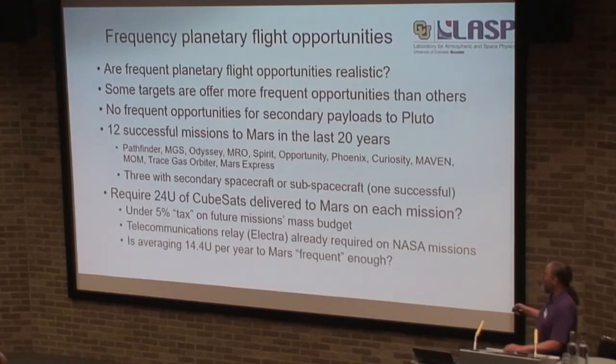And if you could do something like simply make a completely transparent interface to the major missions and have the space agencies mandate 24 CubeSats delivered on each mission, that's a 5% or less tax on their mass budget. Standardize the relay. Would averaging about 15 U worth of spacecraft to Mars be frequent enough to get into that kind of feedback loop I described?